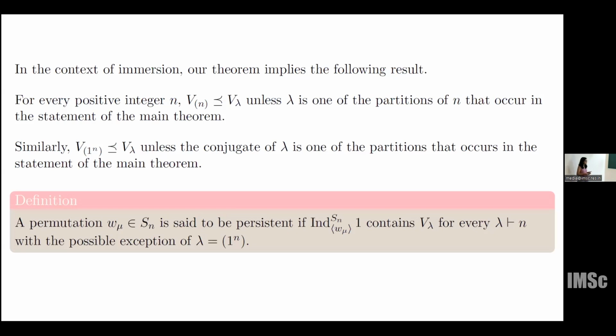Now I am also giving one more definition. It is clear that if I look at the sign representation, there won't be any invariant vector unless the conjugacy class lies in the alternating group. So I am saying that W mu is persistent if the induced representation contains all the irreducible representations except for lambda equal to 1 to the power n, the sign representation.